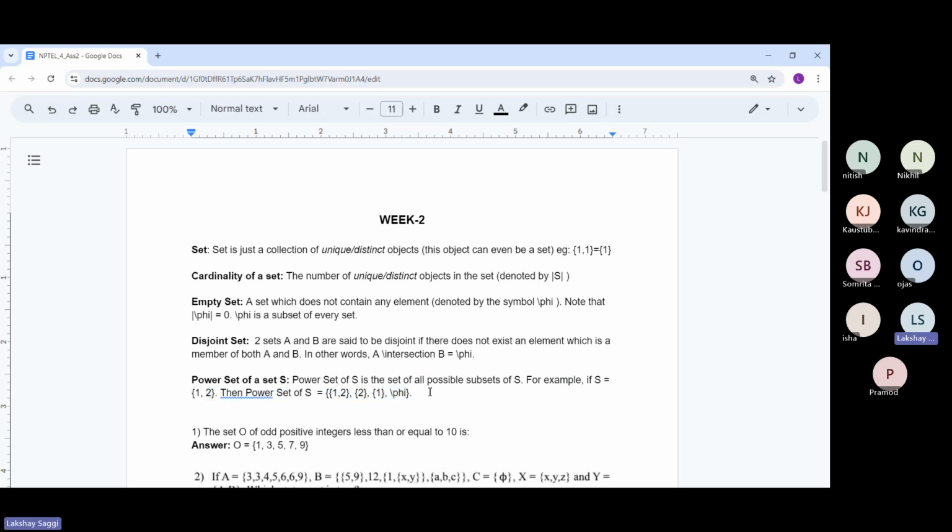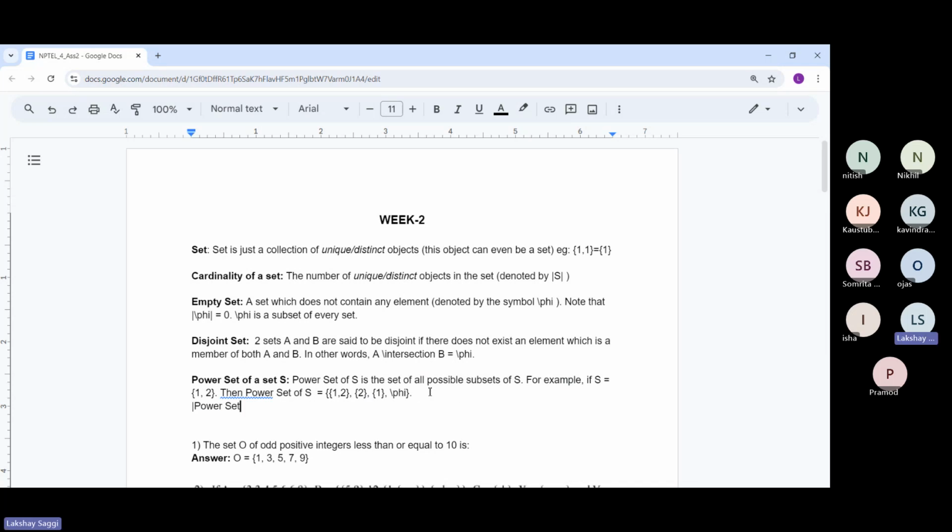One thing to remember is that the cardinality of the power set of S is always equal to 2 to the power cardinality of S. This is an important formula. You don't even need to remember it, because you can easily see why this is the case: the size of the power set will be just 2 to the power size of the original set. Here also we see that the size of S is 2, so the size of the power set will be 2 raised to the power 2. And we see that there are indeed 4 elements here.